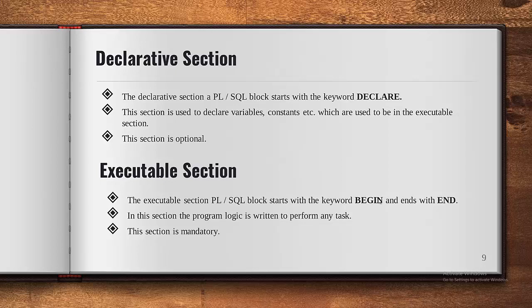So in the declarative section, we use the declare keyword in order to declare a variable, and in order to implement those in our program, we use the executable section. In the executable section, we use two keywords: if the PLSQL block starts, we use the begin keyword, and if the PLSQL block ends, we use the end keyword.